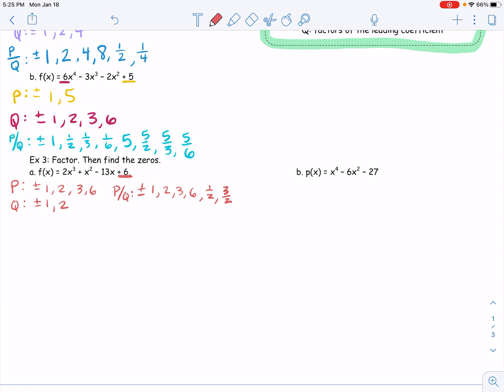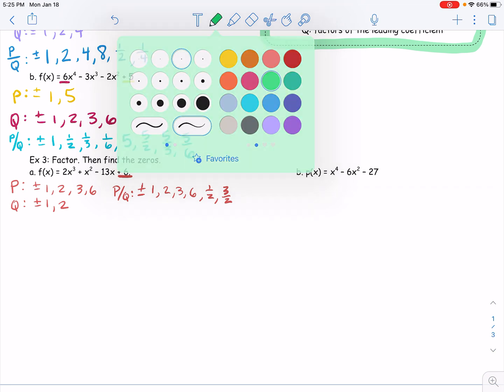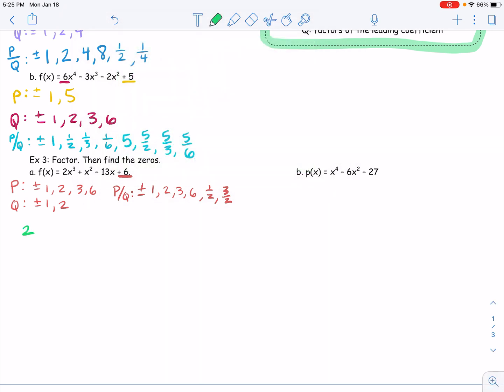So what do I do with those 12 possibilities? I pick one, and I plug it into a synthetic division setup to see if it works. What do I mean by if it works? I mean, let's say I pick positive 2. So let me change colors real quick. Let's say I pick positive 2 and I want to set up my synthetic division. Well, that would be 2, that would be 1, that would be negative 13, that would be 6. I want to see if it works.